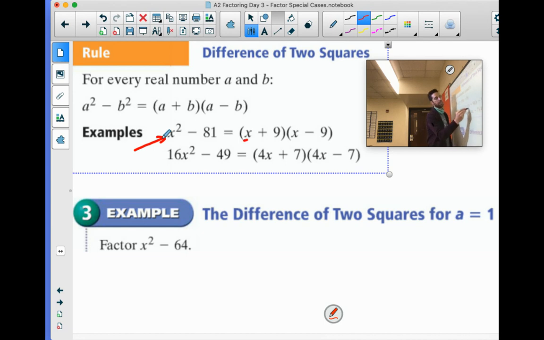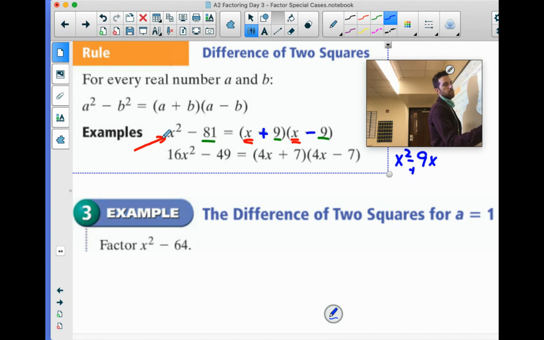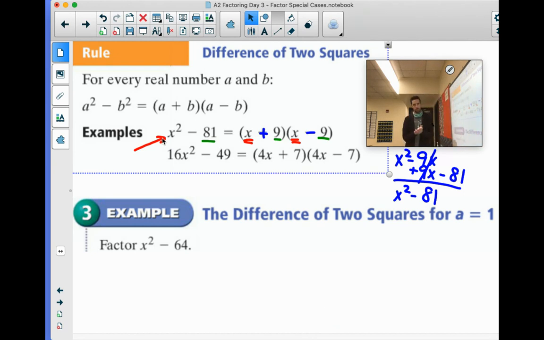square root of x squared is x. The square root of 81 is 9. But you'll notice the symbols, one has a plus and one has a minus. That's how it's always going to be. If you were to FOIL that out, first would be x squared, outside would be negative 9x, inside would be positive 9x, last would be negative 81. Those middle terms end up canceling each other out. So you have the first term squared minus the last term squared.